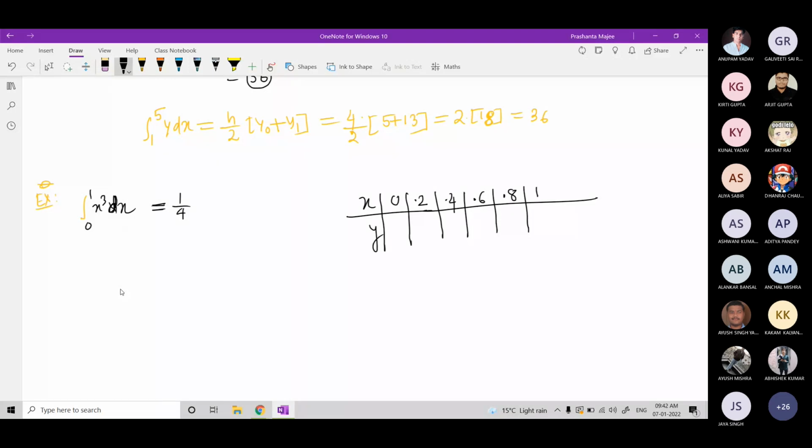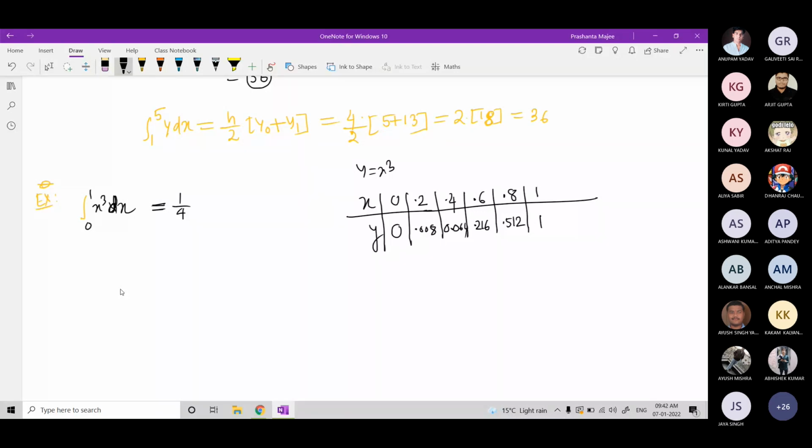And what are the corresponding y values? 0 पे कितने होंगे? 0. 0.2 पे कितने होंगे? 0.008. 0.2 cube, so that will give you 0.008. 0.4 पे कितने होंगे? 16 into 64, so 0.064. 0.6 पे कितने होंगे? 0.216, और 0.8 में होंगे 0.512, and 1 पे होंगे 1. So these are the data points obtained from the function y equals x cube, and let's see how much approximate answer we are getting.